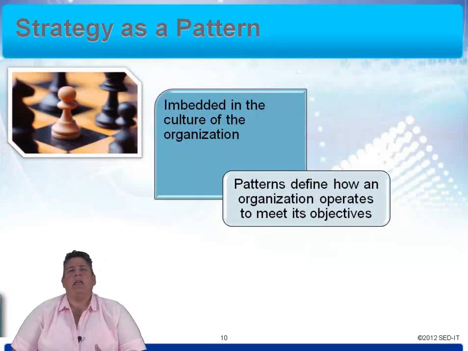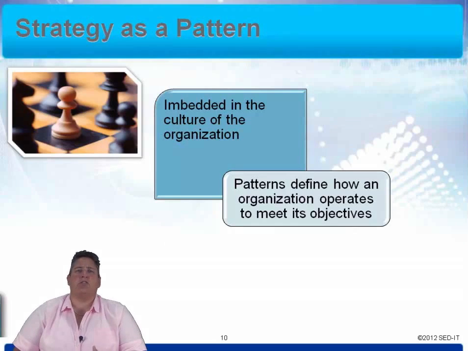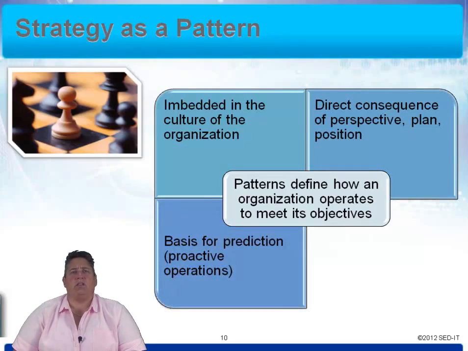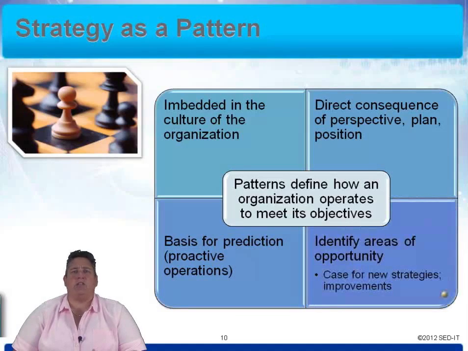Strategy as a pattern is really the definition of how an organization operates to meet its objectives. The patterns would be embedded in the culture of the organization, and it would be a direct consequence of the perspective, plan, and position. It is a basis for prediction or proactive operation, and it would also identify areas of opportunity. So we have the case for new strategies or improvements.